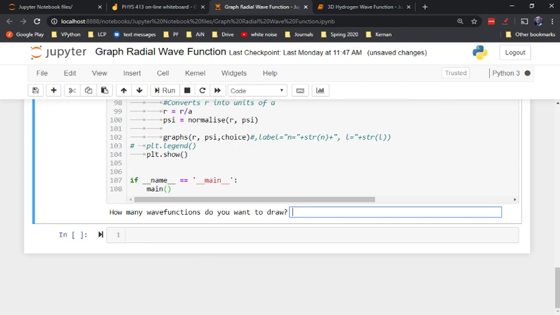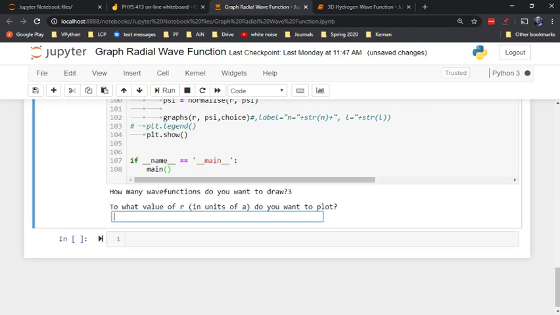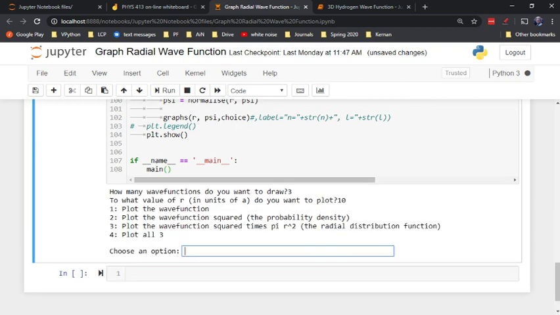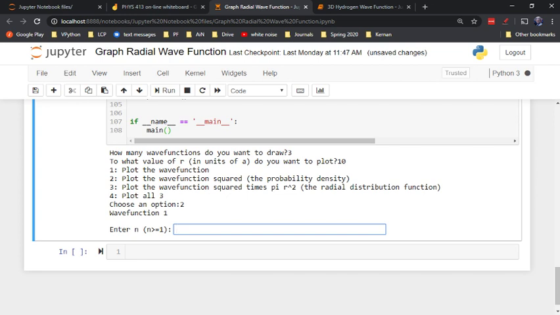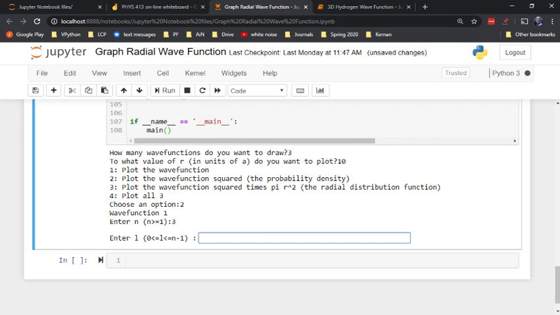Let's suppose I want to view 3 of them just for fun. Let's go out to 10. And let's suppose I'm interested, let's do the wave function squared. Let's suppose I'm interested in n equals 3. Because with n equals 3, I've got several values of L that I could look at, right?